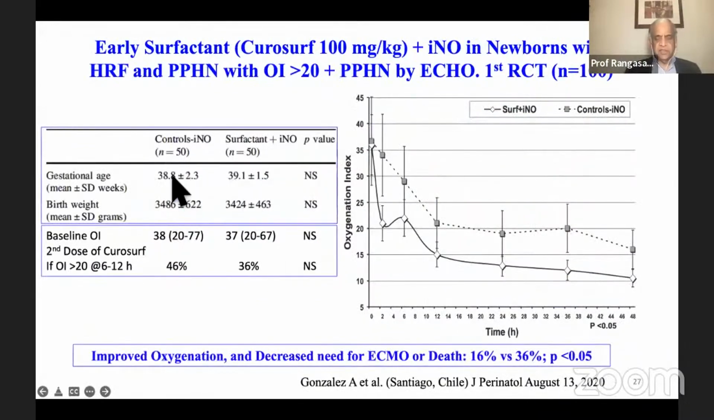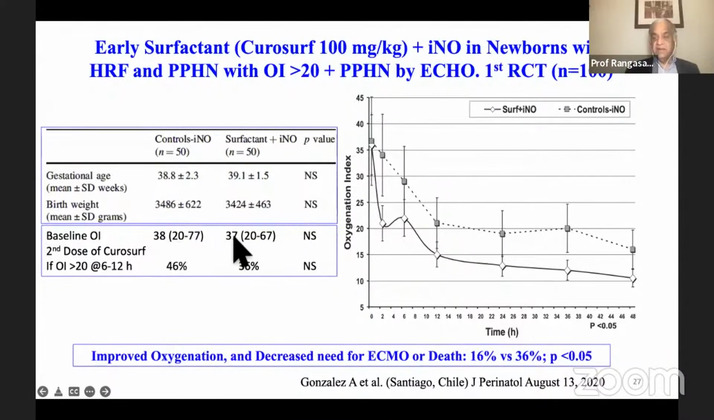Here is the study. These are term babies, 38 and 39 weeks. Control got only nitric oxide. Here, surfactant plus nitric oxide. They used poractant alfa, 100 milligram per kilo, and they showed similar birth weight, similar gestational age, baseline OI, very sick babies, mean 38, range 20 to 77.